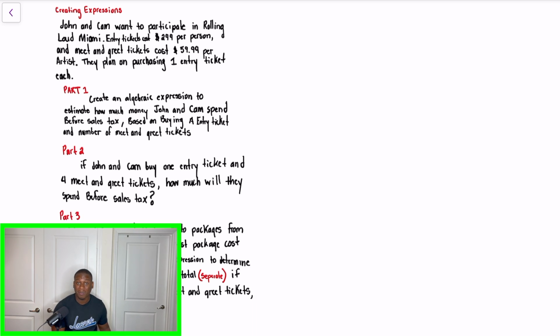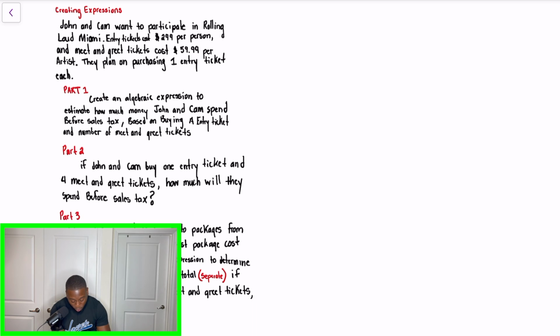Today we're going to be talking about word problems and creating expressions. And I know word problems can be a little stressful, but hopefully today's breakdown helps you see the bigger picture and slow down some. In today's problem, we have about 3 to 4 parts. What makes it complicated is that if you get the first part wrong, the next few parts are probably wrong too. So our problem says that John and Cam want to participate in Rolling Loud Miami.